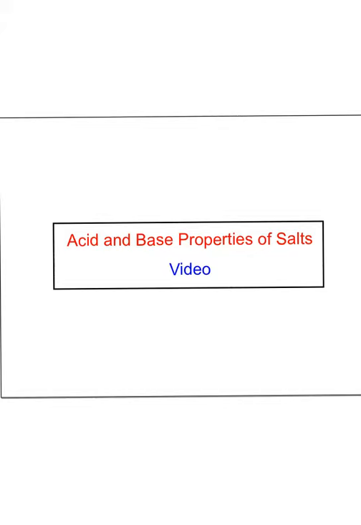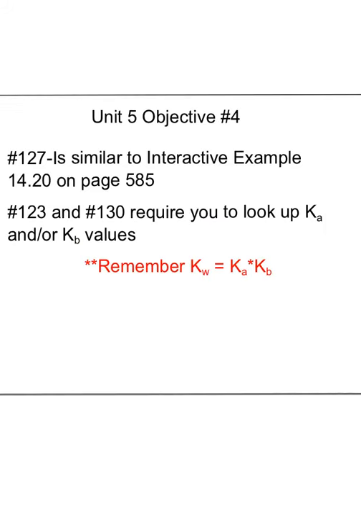Got a video on the acid-base properties of salts. This will hopefully help you with our Unit 5 objective number 4. Just 3 problems, just some hints for you. Number 127 is really similar to the interactive example on page 585, so check that out before you try it. And then number 123 and 130 require you to look up Ka or Kb values.